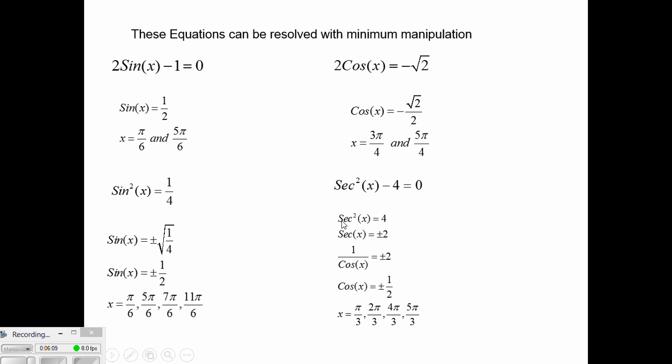Over here, we are going to send 4 to the other side, divide both sides, cosine equaling plus or minus 1/2 at all pi over 3 reference angles, which can be condensed into saying pi over 3 plus pi k. That would give you the next one here, 4 pi over 3, and 2 pi over 3 plus pi k, which would get you this one, 5 pi over 3.